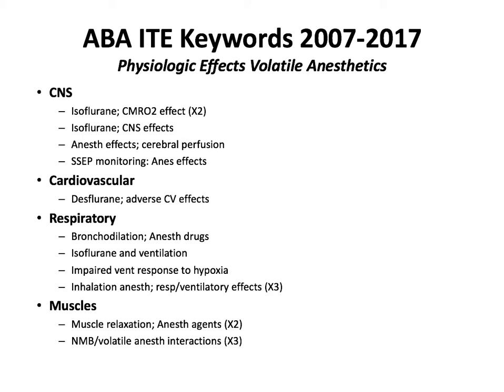The cardiovascular system: the effects of desflurane of activating the sympathetic nervous system, raising norepinephrine levels, especially when its volatile anesthetic concentration is increased rapidly. The respiratory effects of volatile anesthetics include that they are all bronchodilators, that they impair the ventilatory response to hypoxia, and they have many other respiratory effects which we will touch on. And the fact that volatile anesthetics relax muscles and potentiate both depolarizing and non-depolarizing neuromuscular blockade.